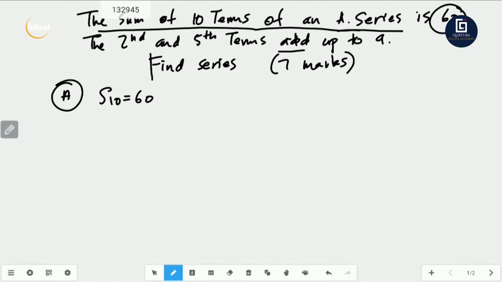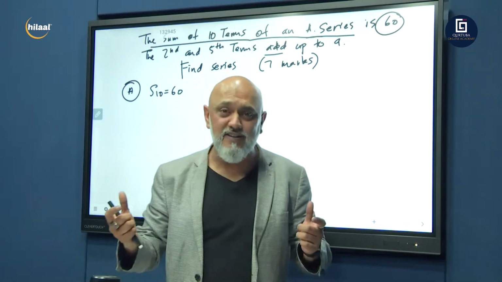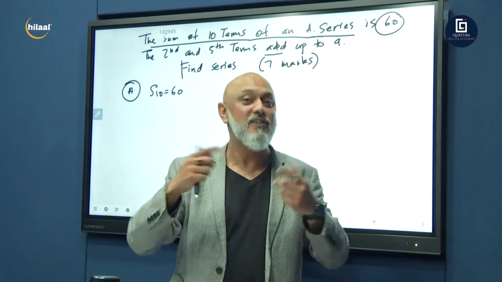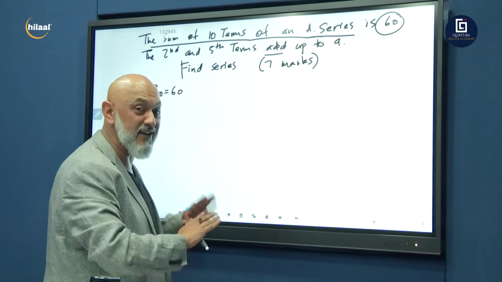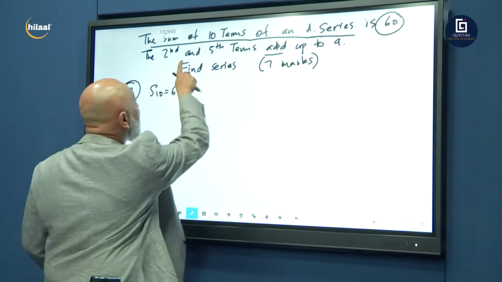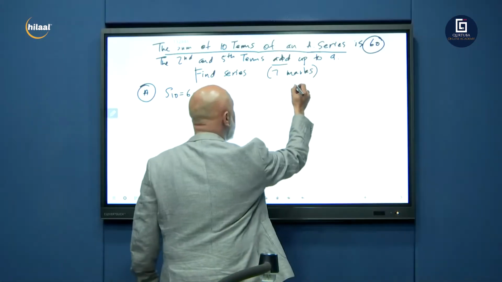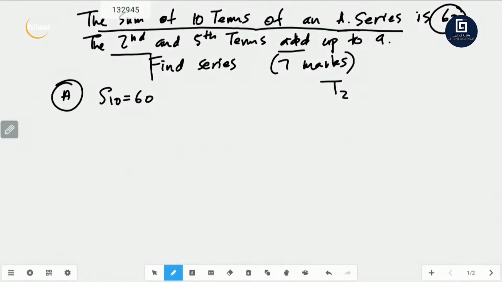Now remember, the minute they give you two statements, you need to develop two equations. And whenever you have two equations, you all know simultaneous equations. Now this is for grade 12 only, not grade 11 at all. So S10 is equal to 60. The second and fifth terms: T2 plus T5 is equal to 9. That's equation number 1, that's equation number 2.